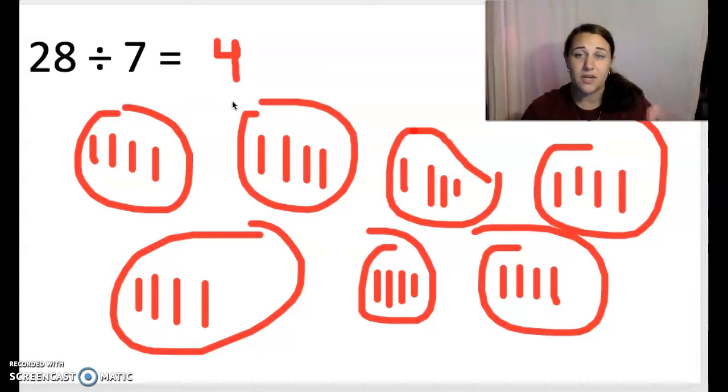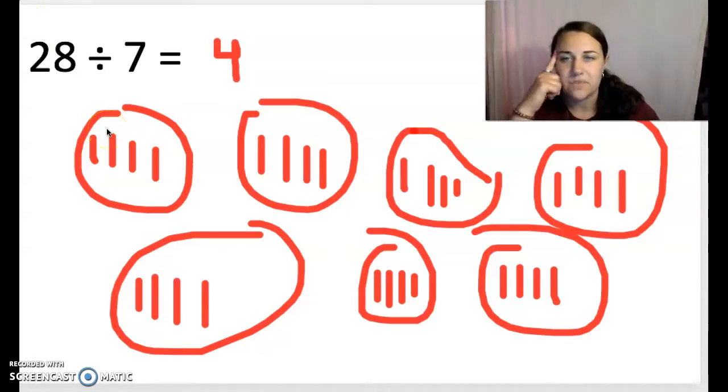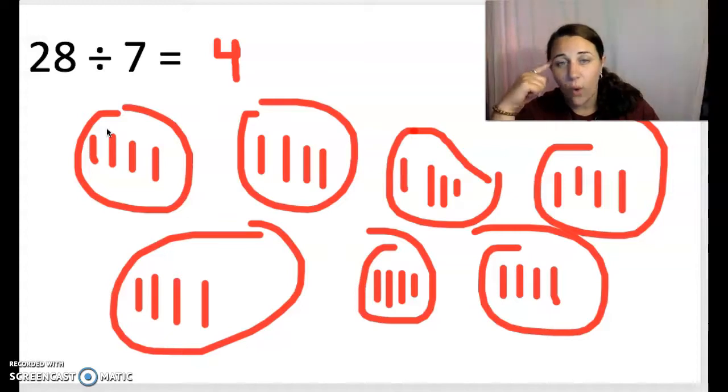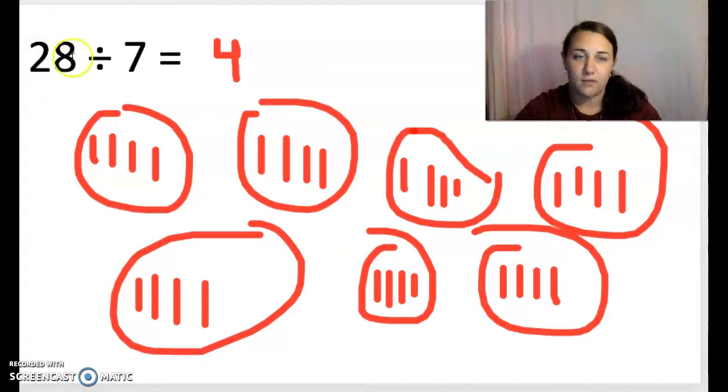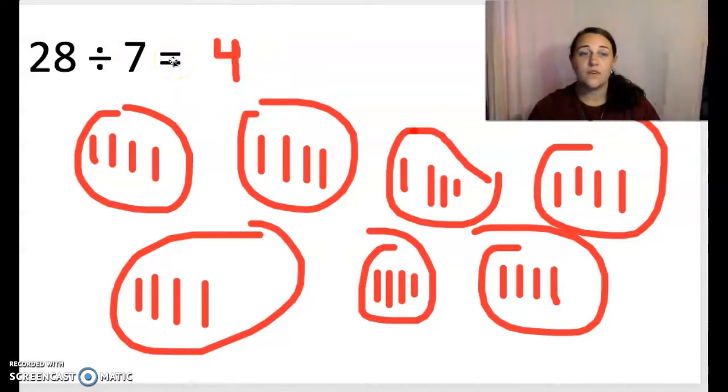Also, if I remember, I can think, 7 times what number equals 28? Oh, I remember. 7 times 4 equals 28. I have my 28. I have my 7. I was just missing my 4. All right, friends? So we have a couple different ways we can solve this problem.